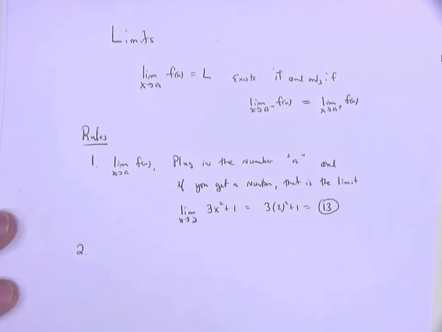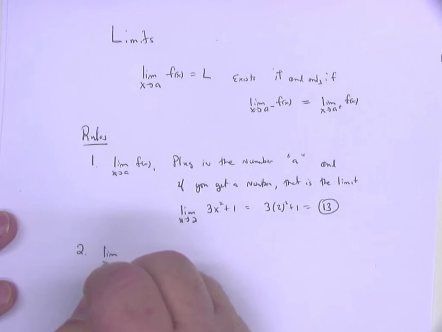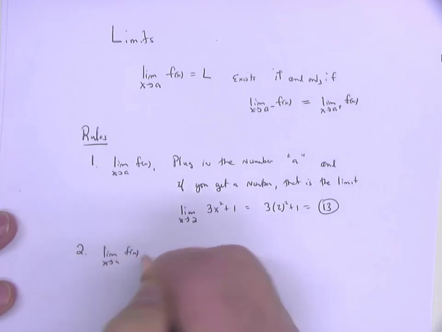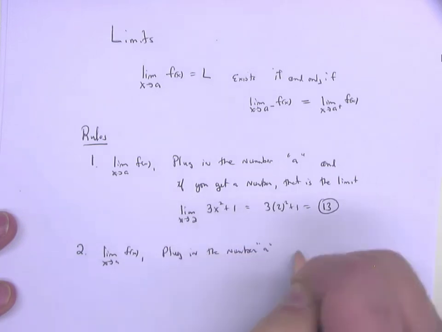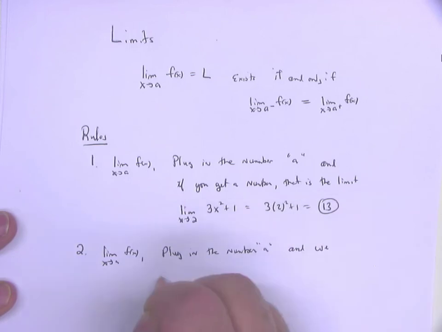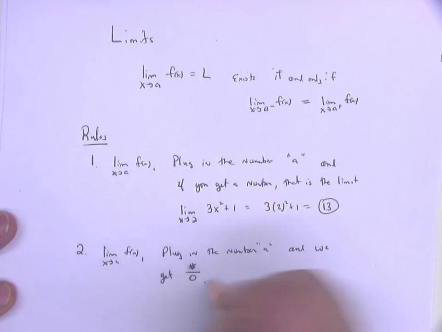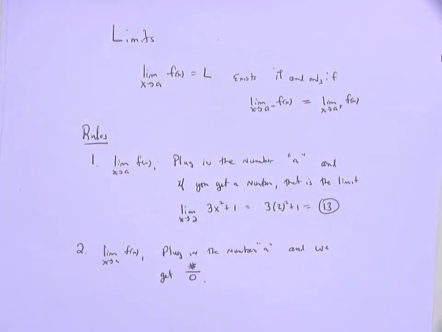So, case number 2 is this. When I take the limit as x approaches a of f of x, and we plug in the number a, and we get a number divided by 0. So here's the deal. You're not officially allowed to divide by 0. And with our definition of a limit, when I have a number divided by 0, when you do the little one-sided limits on that, it either typically blows up to infinity or blows down to negative infinity. You can get that infinity or negative infinity kind of answer.